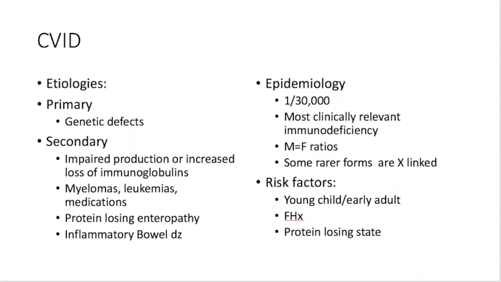There would be secondary causes of CVID, so anything that's going to impair production or cause loss of immunoglobulins: myelomas, leukemias, medications, inflammatory bowel disease. You can see here 1 in 30,000, so it is kind of common, and it is the most clinically relevant immunodeficiency. The ratio of male to female is equal, and there are some rare forms that are X-linked. And then here are your risk factors: young child, early adult, family history, and protein losing state.